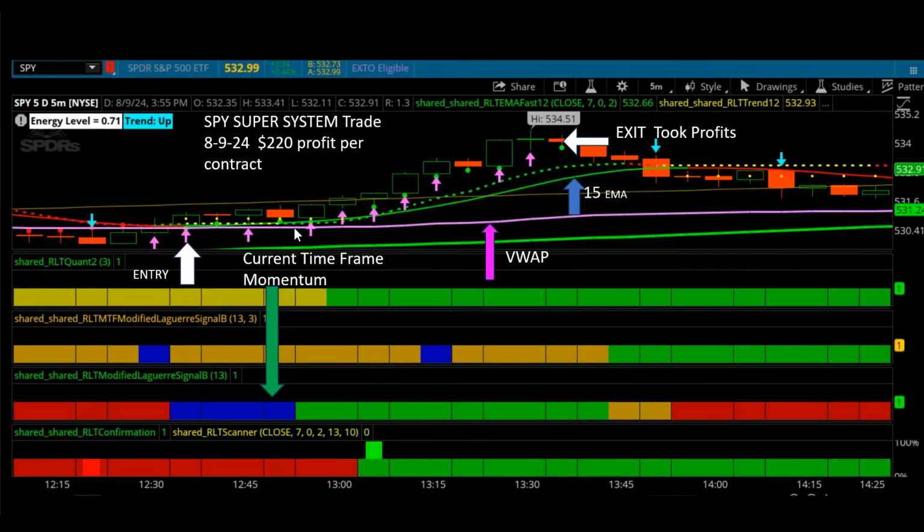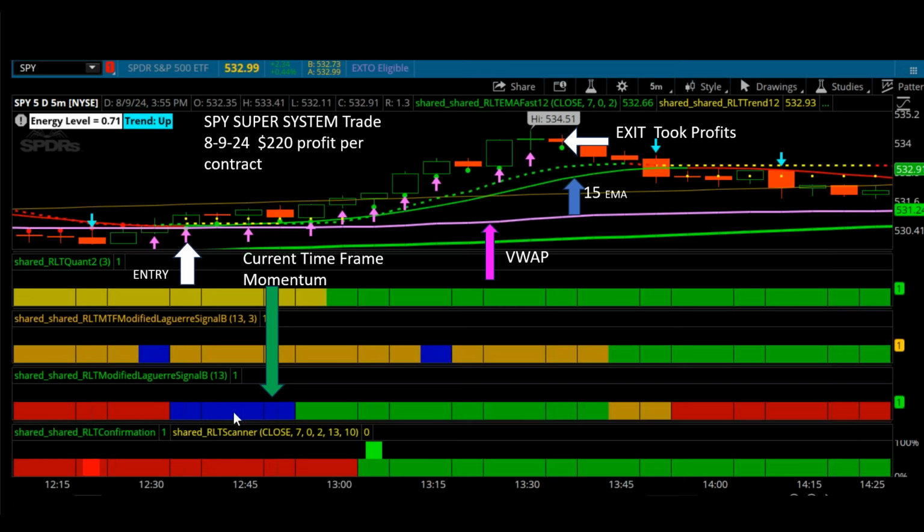All right, so I'm going to show you the SPY Super System trades, some of the ones we took. I'm going to show you this on a compass system, on the SPY Super System. This is the Thinkorswim platform with the SPY Super System on it. It looks really busy, but this is the key with the SPY Super System.